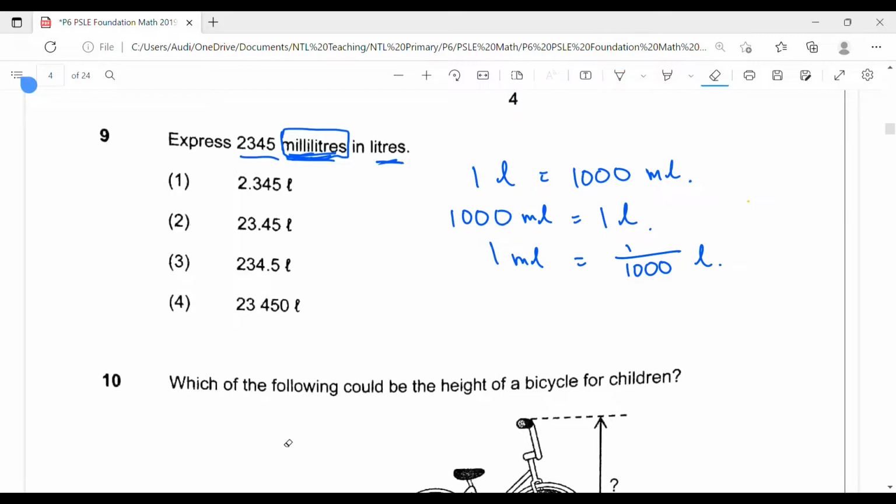Another way to look at it is this way. From 1000 to get to 1, you divide by 1000. 1000 divided by 1000 gives you 1. Any number divided by the same number gives you 1. 2 divided by 2 gives you 1. 4 divided by 4 gives you 1. Because you want 1, you just divide by 1000. If you divide by 1000 on the left hand side, you also divide by 1000 on the right hand side. So you get this.